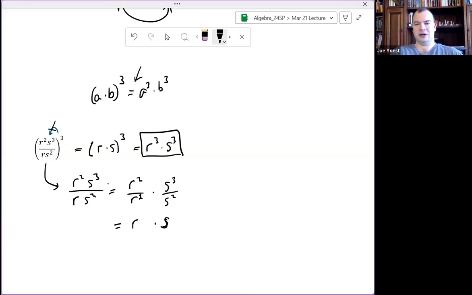So this would simplify to r cubed times s cubed. And because I started with a factor of r and a factor of s on the bottom, I probably want to say explicitly that neither r nor s can be 0.